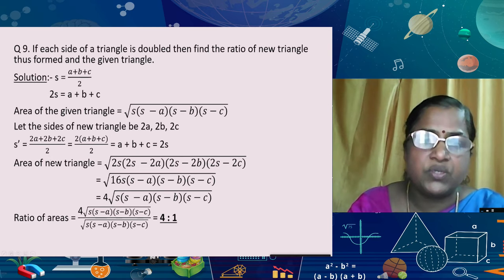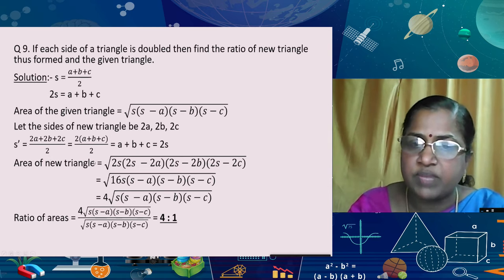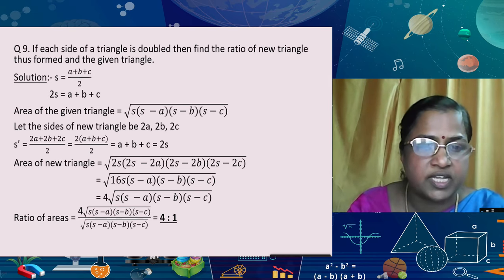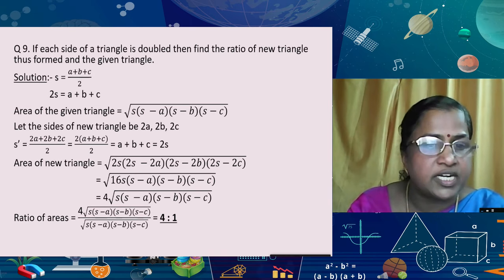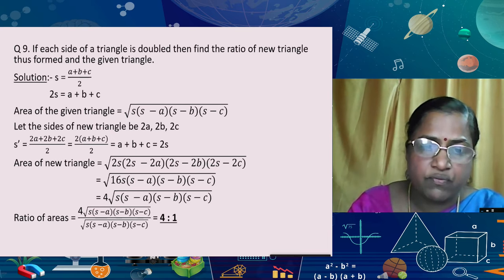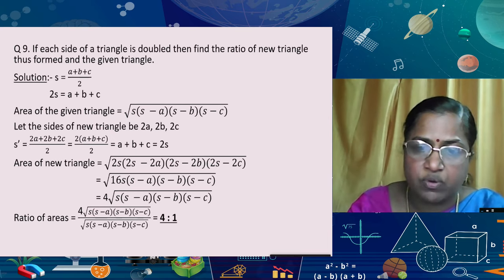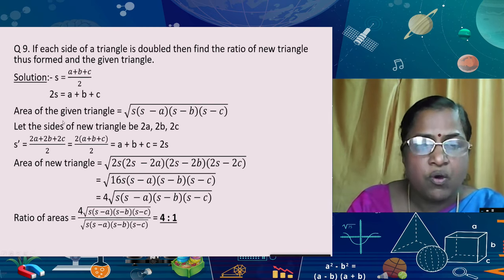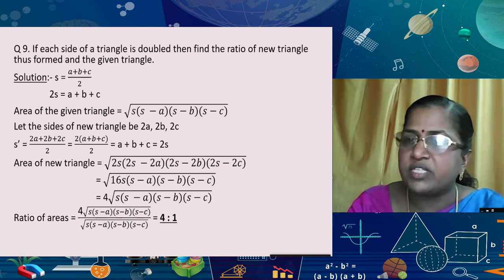Now the area of this new triangle is root of 2S into 2S minus 2a into 2S minus 2b into 2S minus 2c. We can take 2 from each as a common factor. So there are four 2s, 2 into 2 into 2 into 2 is 16. 16S into S minus a into S minus b into S minus c. What is the square root of 16? That is 4. 4 into root of S into S minus a into S minus b into S minus c, that we can see as the area of this new triangle.